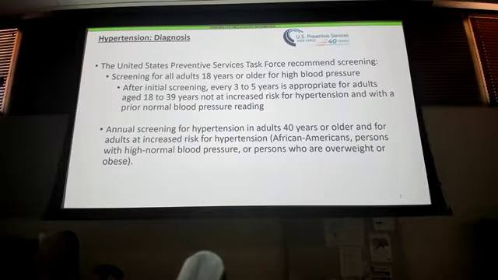And then we talked about the USPSTF actually has recommendations for screening, and it says to screen all 18-year-olds and older, at least on the initial check every 3 to 5 years, and then do annual screening once they get to 40, or if you have a patient who's at an increased risk of hypertension. So annual after the age of 40, or if they're at risk, but USPSTF recommendations say start screening for blood pressure at 18.